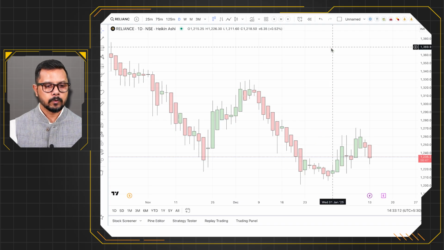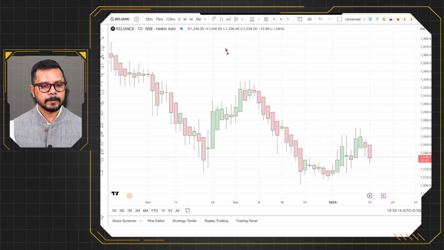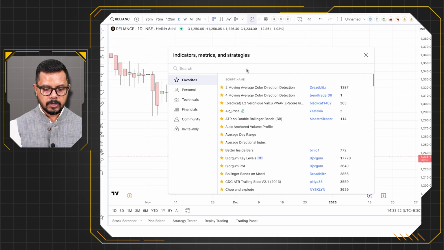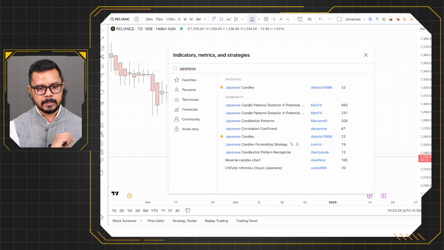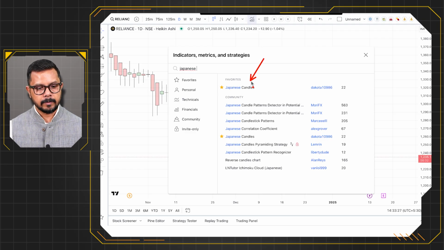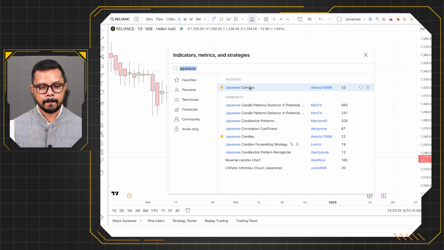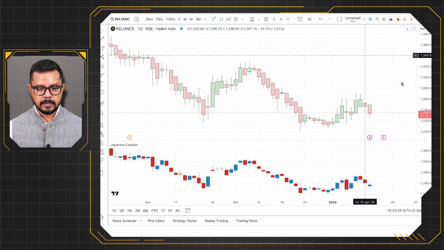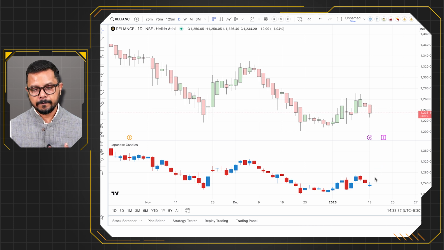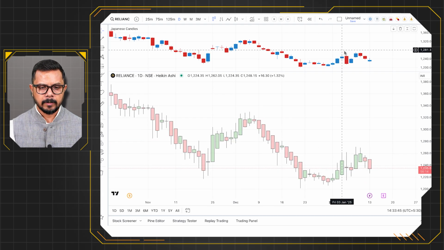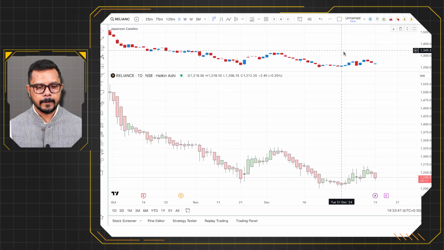Yes, all that we have to do is go to this indicators section, indicators over here, okay, and you type Japanese, and Japanese candles created by someone named Dakota pops up. Just click on it. The moment you click on it, you get the Japanese candlesticks here. Now, what I have personally done on my charts is I have taken it up, I have reduced the width of it, and I have played around with the color a little bit. I have made it a little softer.